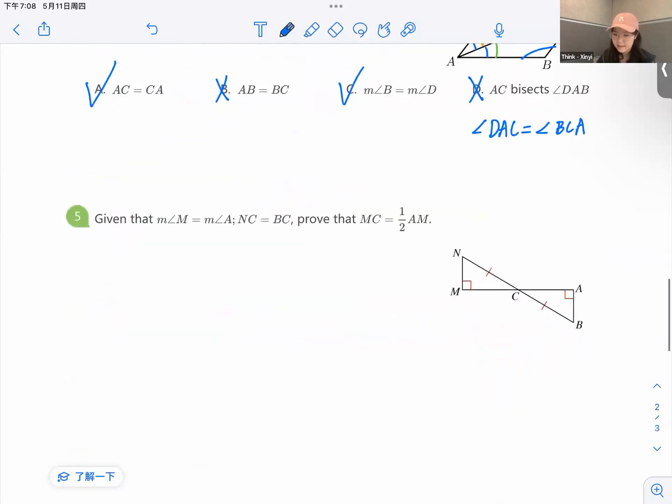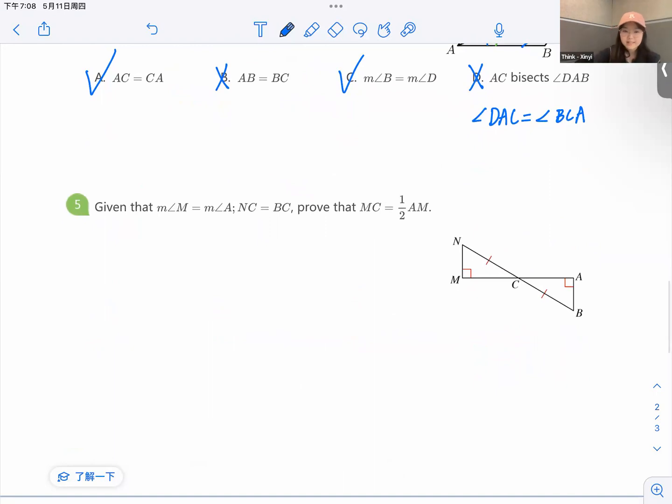Okay. Given that angle M equals angle A and NC equals BC, prove that MC equals 1/2 of AM. Okay, so still remember the different theorems that we can use to prove congruent triangles. So here we use AAS.